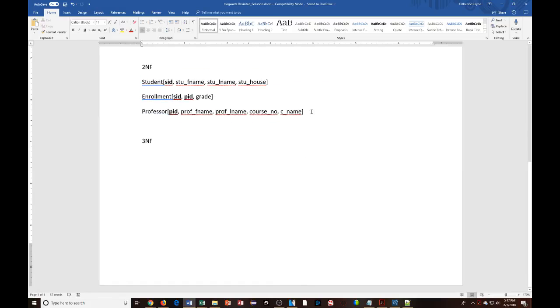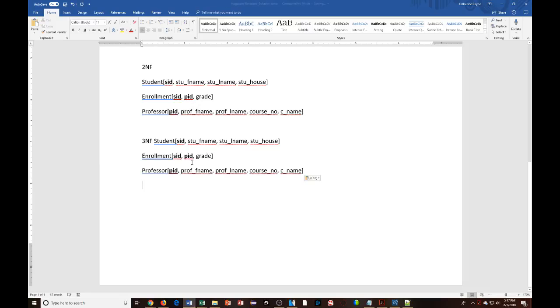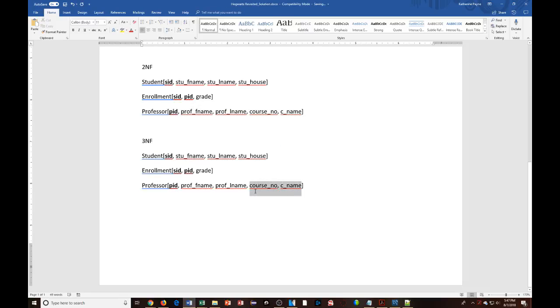In order to remove this and get into third normal form, I'm going to copy this down again. And what we'll do is we will take the course number and course name out into its own relation called course, and we'll leave the course number as a foreign key in the professor relation. Course will have course number as its primary key. That puts us into third normal form, and we are then finished.